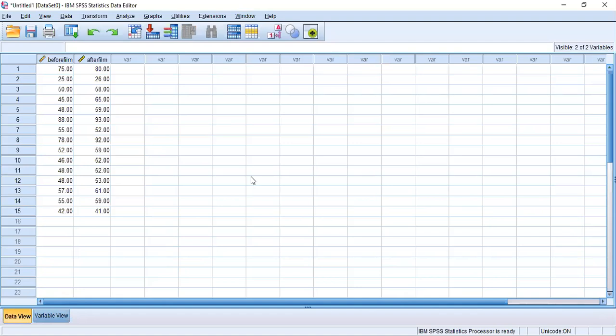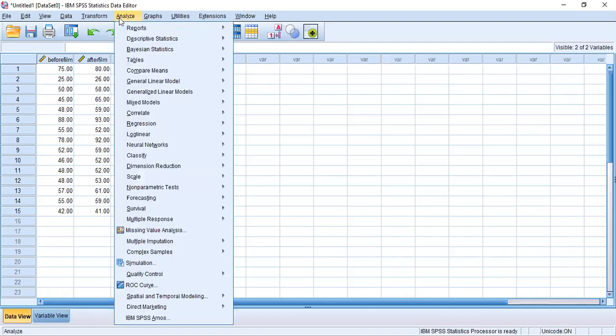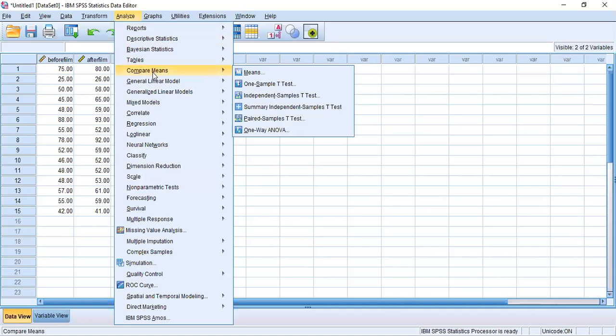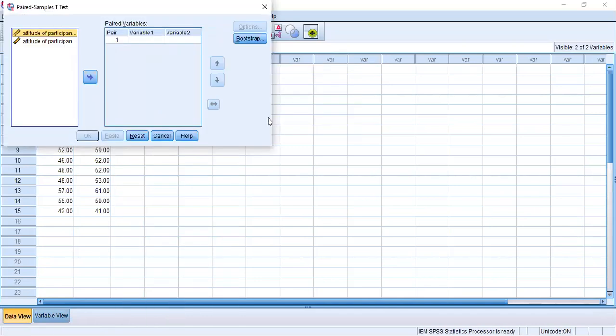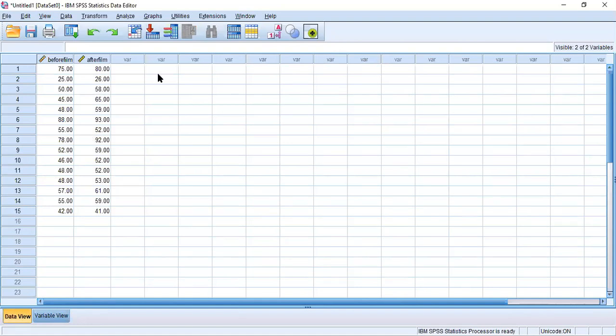Now coming to the analysis part, we go to Analyze, we go to Compare Means, we go to Paired Sample t-test. We also call it dependent sample t-test. So we click on it, and this is what we have got. Attitude of participants before will come here, and attitude of participants after watching the film comes up here. We click on OK, and that is the answer we are getting.